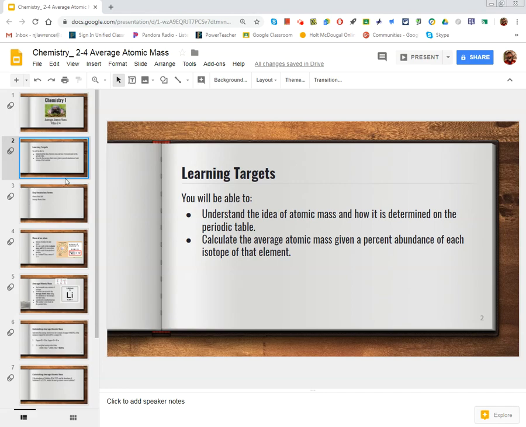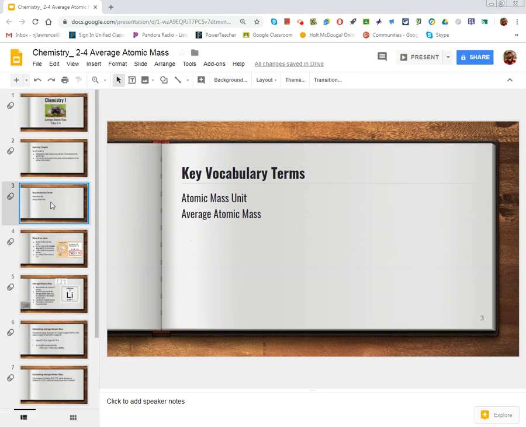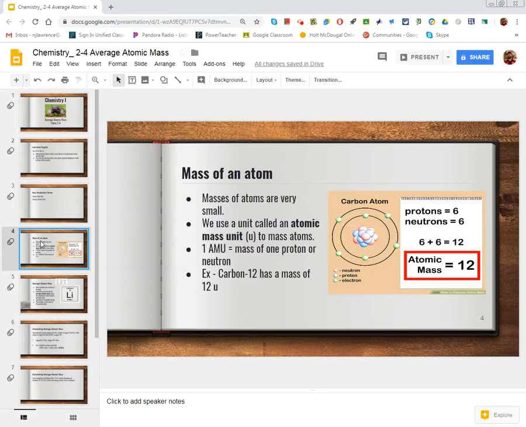So it's a pretty simple idea. All we're doing is taking the average. So here we go, two key vocab terms, atomic mass units and the average atomic mass. So we consider an atom.